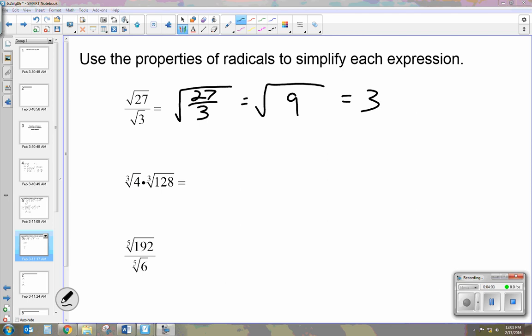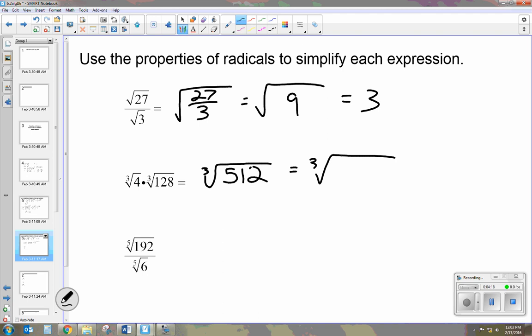When you have numbers that are under the same radical, we can multiply them together. So we can just do the cubed root of 4 times 128, which is 512. 512 simplifies to 4 cubed times 2 cubed. So then we can pull out a set of 4s and a set of 2s, and so the answer to that is just 8.